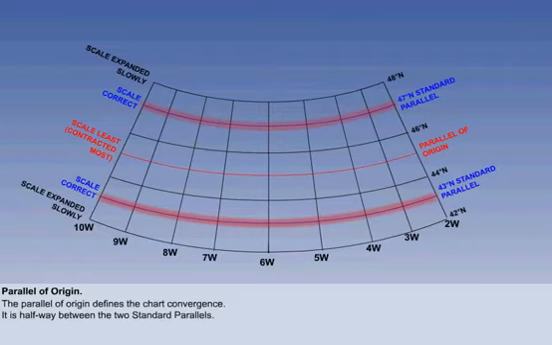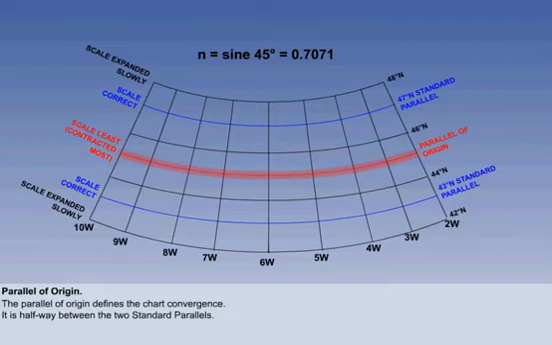In this example, the standard parallels are at 47 north and 43 north. This means that the parallel of origin must be halfway between them, in this case at 45 north. So the constant of the cone, or the N factor, is sine 45 degrees, which is 0.7071.